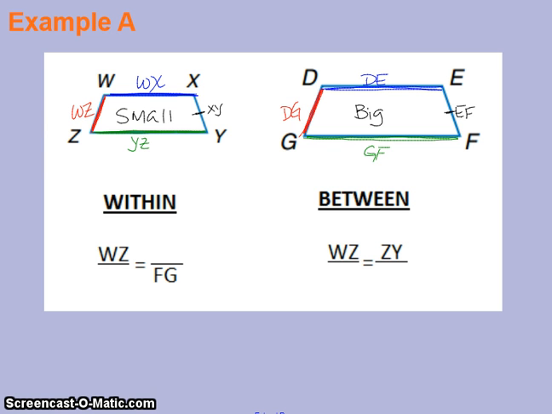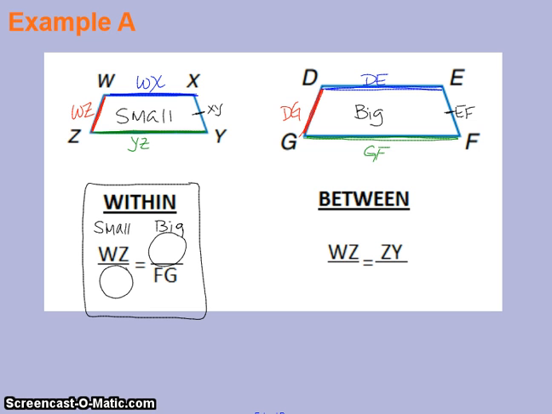Now that I've color-coded, I can set up my proportions. So all I'm doing is I want to find out what I'm missing here and what I'm missing here. So I can do that because I color-coded, and it makes my life a lot easier. The very first thing I want to do is I want you to write small and big. When I'm comparing ratios within, I know that I can compare my small trapezoid to my big trapezoid. And so then what I want you to do is I want you to go ahead and box this in here.